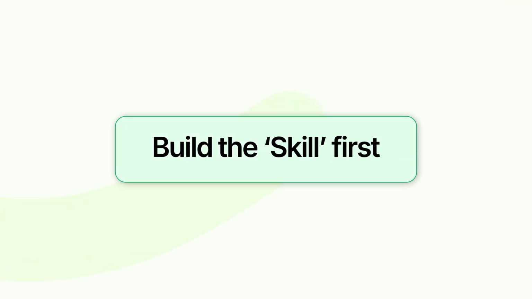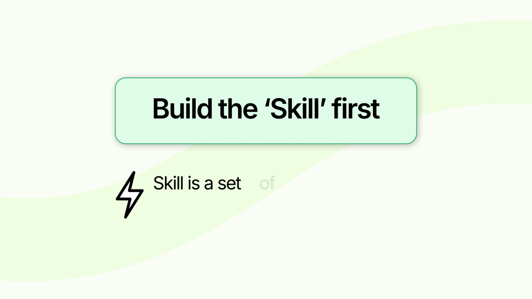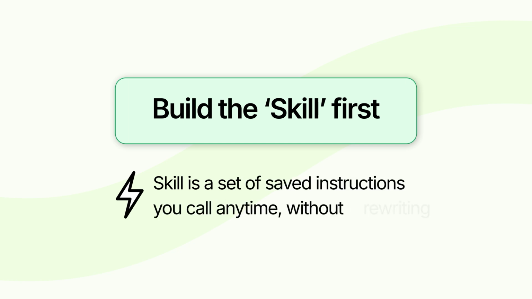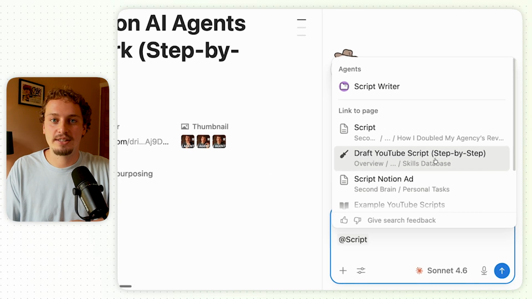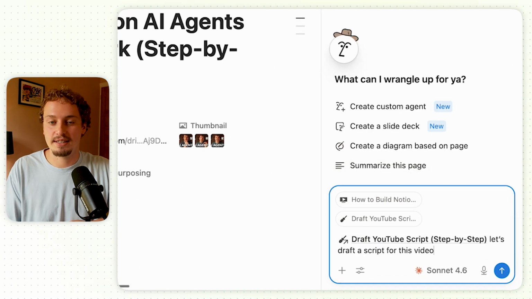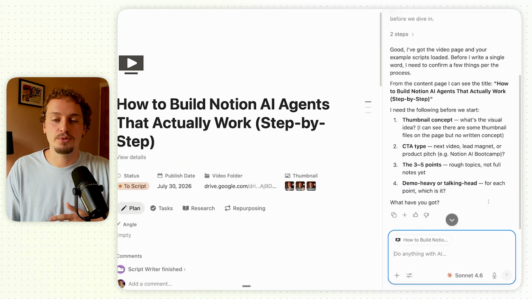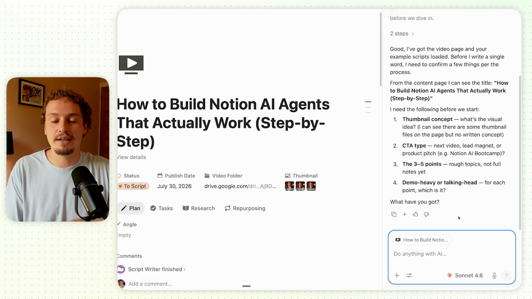So here's the approach that fixes all three of those problems before they happen. Build the skill first. A skill in Notion is a set of saved instructions that you can call on at any time. You @mention the skill in a chat and the AI executes it using the instructions as its guide. There's no trigger, no scheduled automation, just you manually invoking it.